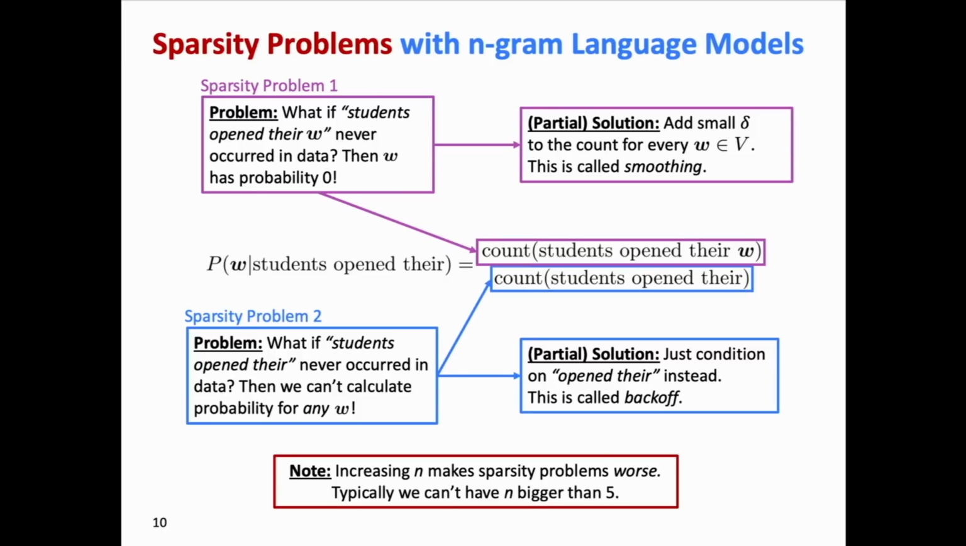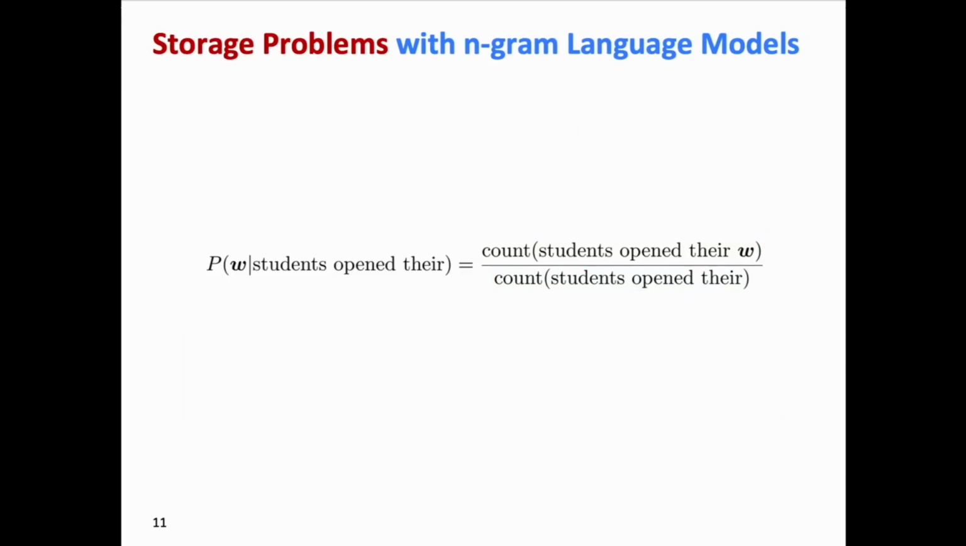Let's suppose you say, I want a 10-gram language model. Then you're going to be counting how often you've seen certain 9-grams and 10-grams. But there are so many of them that the one you're interested in probably never occurred in your training data, which means that the whole thing becomes dysfunctional. So in practice, we usually can't have n much bigger than 5. OK, so that was 2 sparsity problems with n-gram language models.